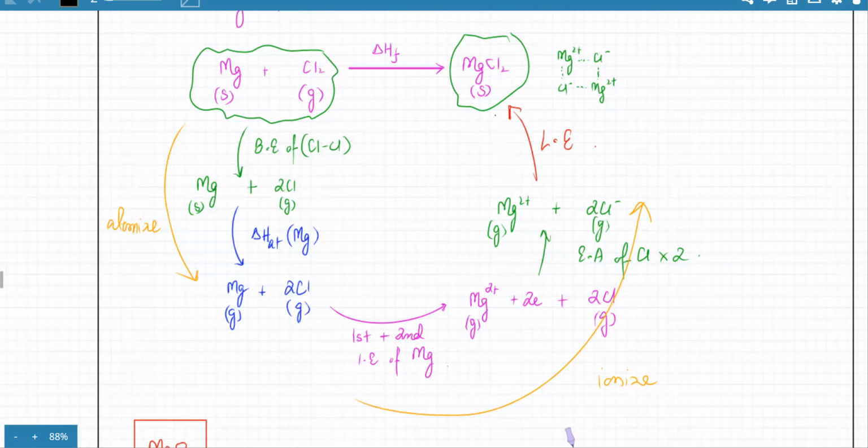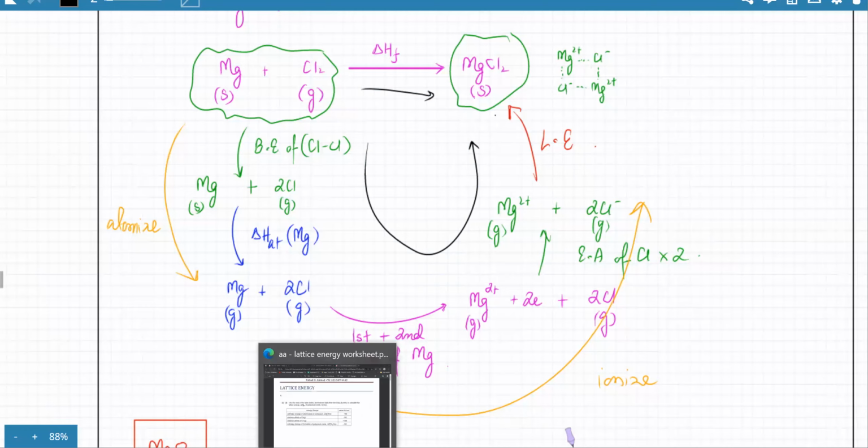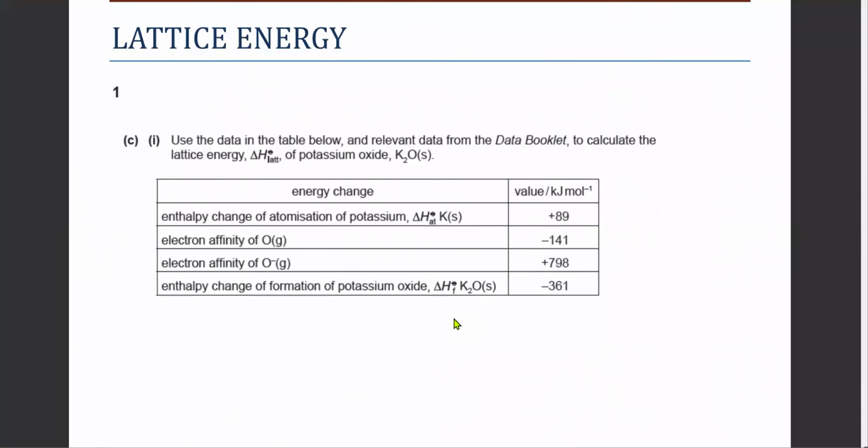So you've got two paths. One is the direct path, and the other is where you go all the way around. One path is equal to the other path. So if the lattice energy is not known, you should be able to figure out what it is. So we're going to do some past paper questions. For example, this one.